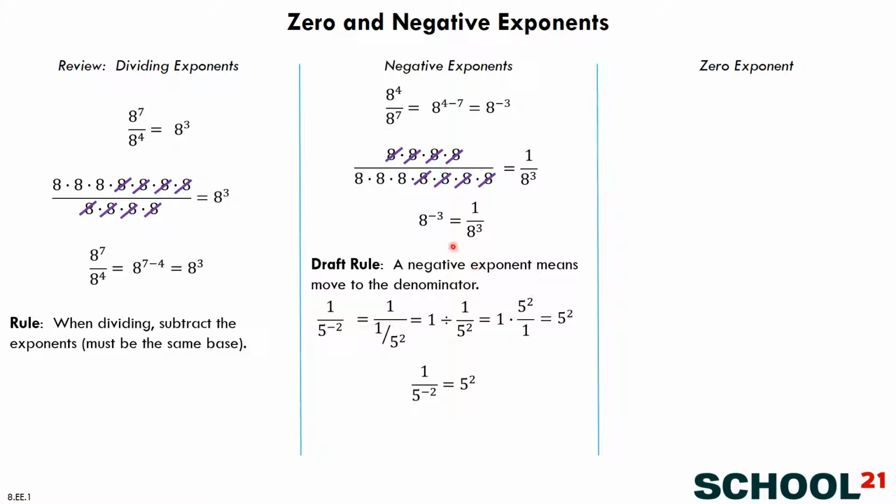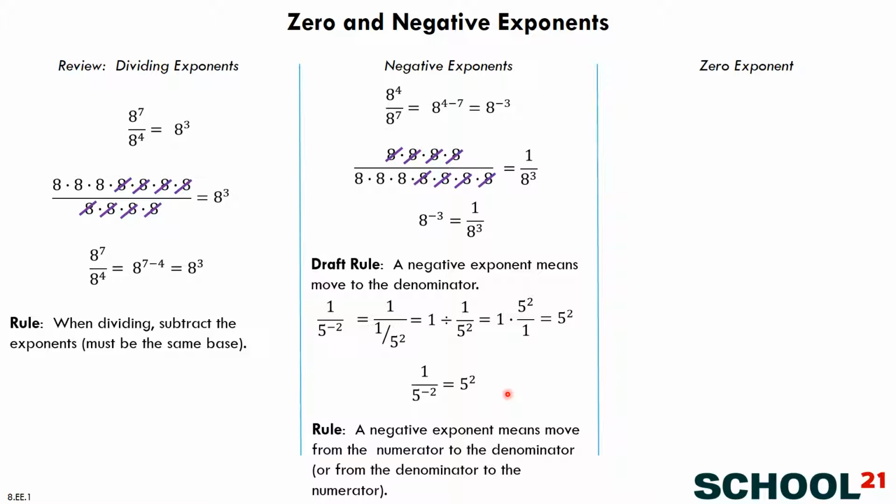Okay, so here we had 8 to the negative 3 and it moved down to the denominator. When it was in the denominator, a negative exponent, what did it do? It moved to the numerator, because this is just like 5 squared over 1, right? So let's see if this rule that I've written down here makes sense to you. A negative exponent means move from the numerator to the denominator or from the denominator to the numerator. Just kind of go the other direction. So if you're in the denominator, you go up to the numerator. And if you're in the numerator, you go down to the denominator. Does that make sense to you? Did we kind of prove it all out here?